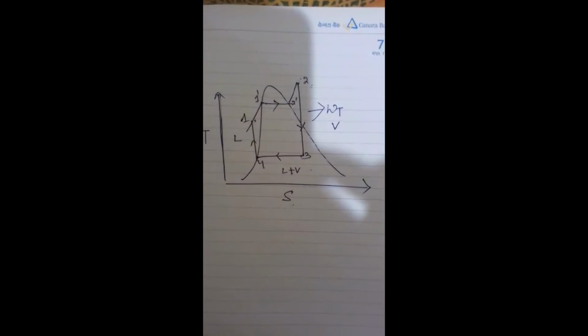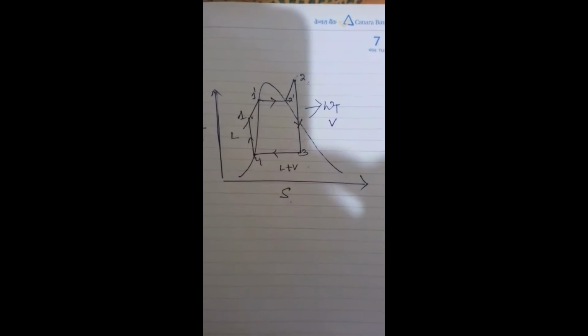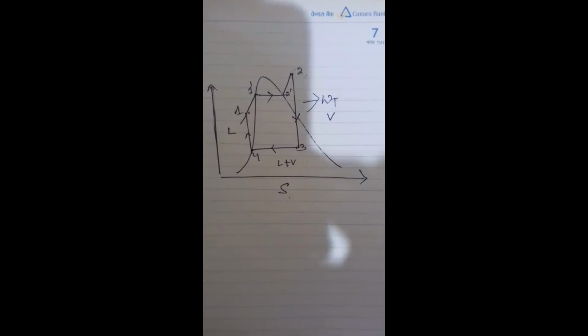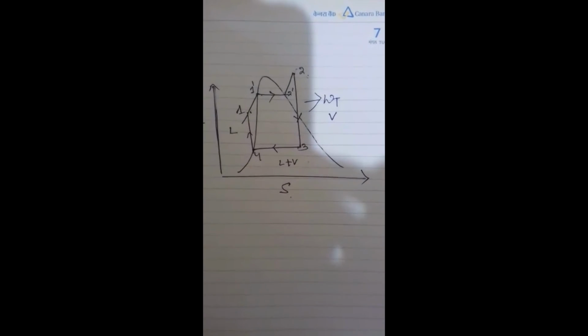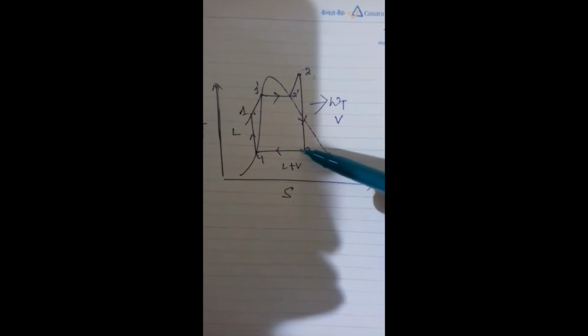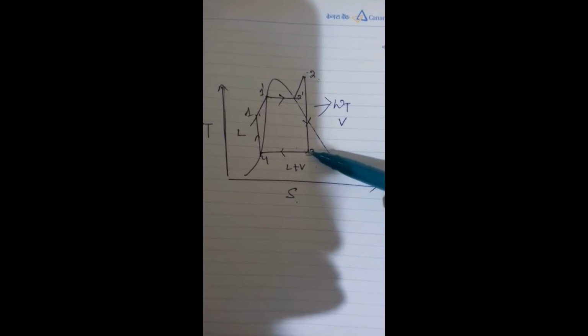Next, from the turbine, the expanded steam, or the low pressure steam, enters into the condenser. The 3 to 4 process shows the condensation process in the TS diagram. It is a horizontal line.